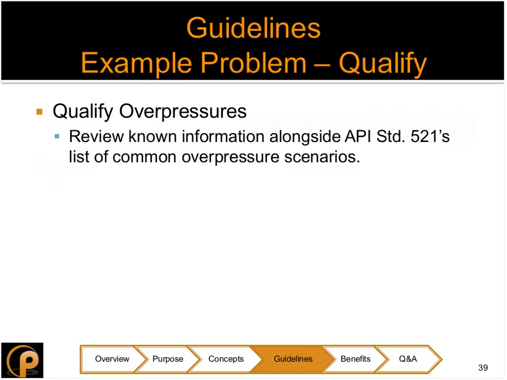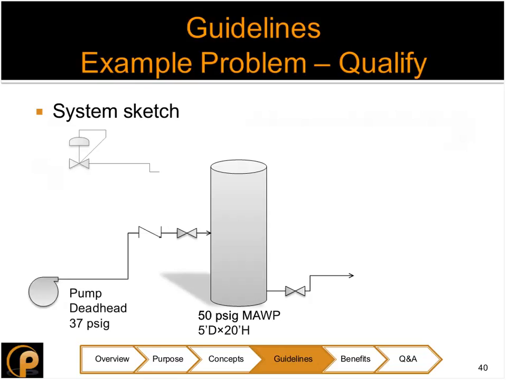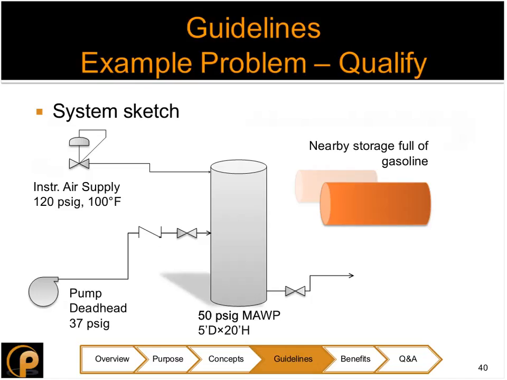So the first thing to do is to qualify overpressures. There's a vessel. There's a pump it's connected to. There's an instrument air supply. And we note that it's nearby storage vessels full of gasoline.